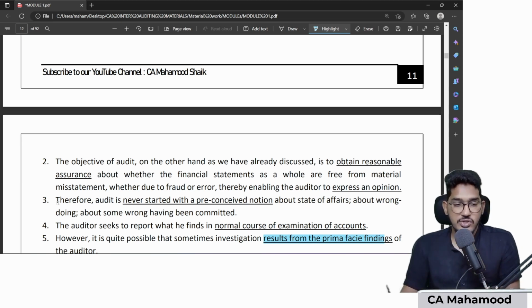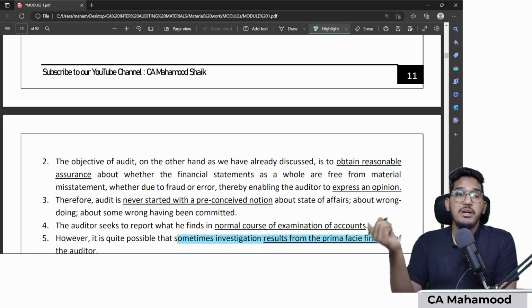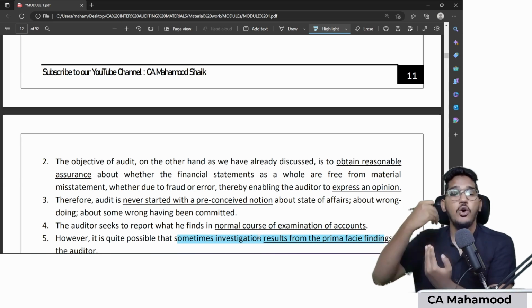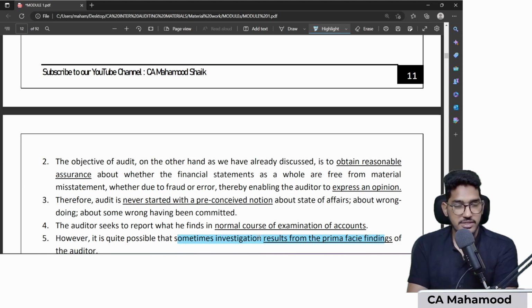So this last sentence is very important. It is quite possible that sometimes investigation results from prima facie findings of the auditor. Whatever findings of the auditor are there from the audit, those findings may call for the requirement of investigation. Clear? So these are the simple differences between audit and investigation, and I do believe that there are more chances that this question might get tested in the current examination. That's what I am believing. So that's why I thought of revising this particular point also.